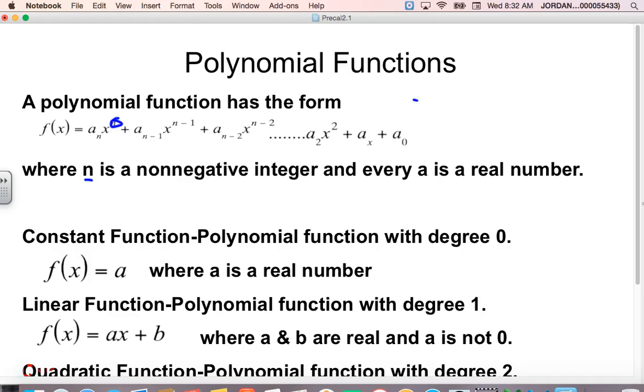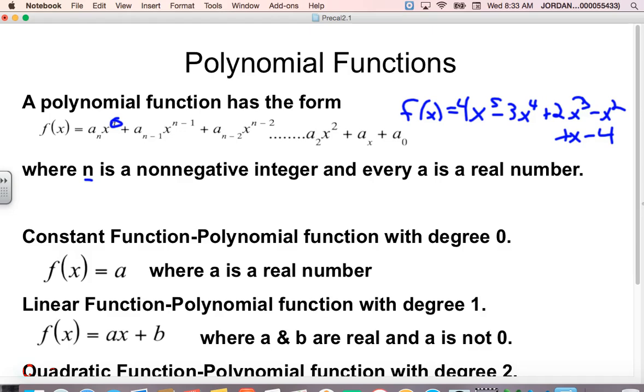So, for example, a polynomial might be something like this. You could have x to the fifth minus 3x to the fourth plus 2x to the third minus x squared plus x minus 4. And maybe there's a number out front too, 4x to the fifth. Okay, so that's just an example of a polynomial.